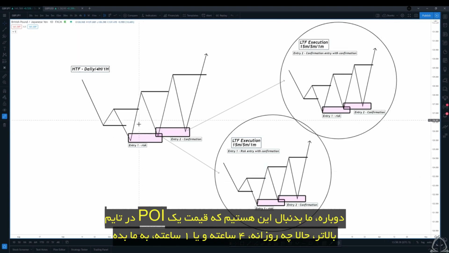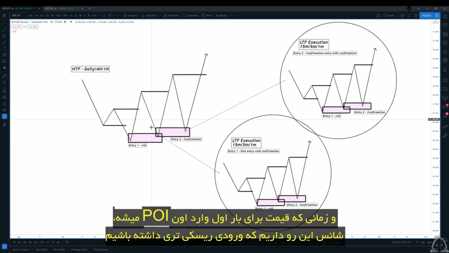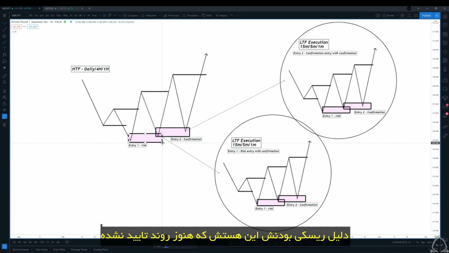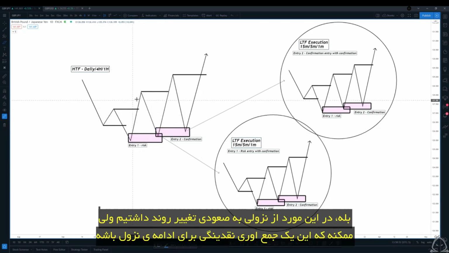Again, we're looking for price to create a point of interest on a higher time frame, whether that's the daily, the 4-hour, or the 1 hour. And when price taps into that point of interest for the first time, we have the opportunity to take more of a risk entry. The reason it's a risk entry is the trend hasn't necessarily been confirmed yet. Yes, we have switched from bearish to bullish in this case, but it is possible that this could be a liquidity grab for price to continue lower.